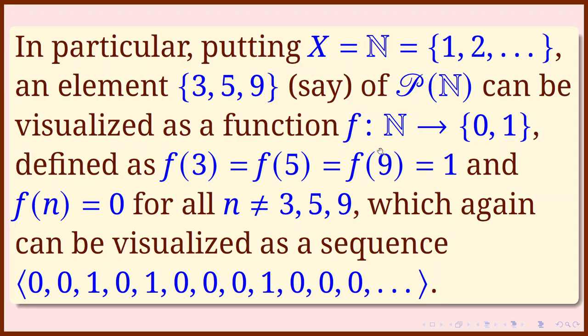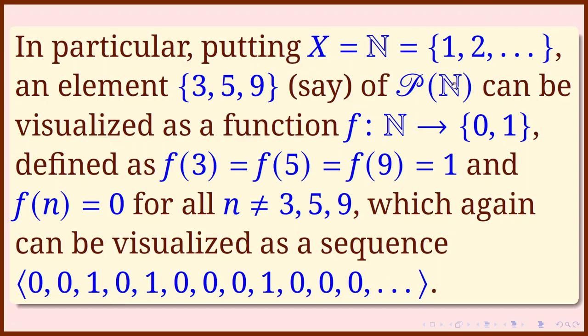So when you consider this function as a sequence having 0 and 1 as its elements, this particular function will look like this sequence, where we have 0 and 1 only, 1 in the 3rd position, 5th position and 9th position, and zeros everywhere. So this particular set {3, 5, 9} looks like this particular sequence.